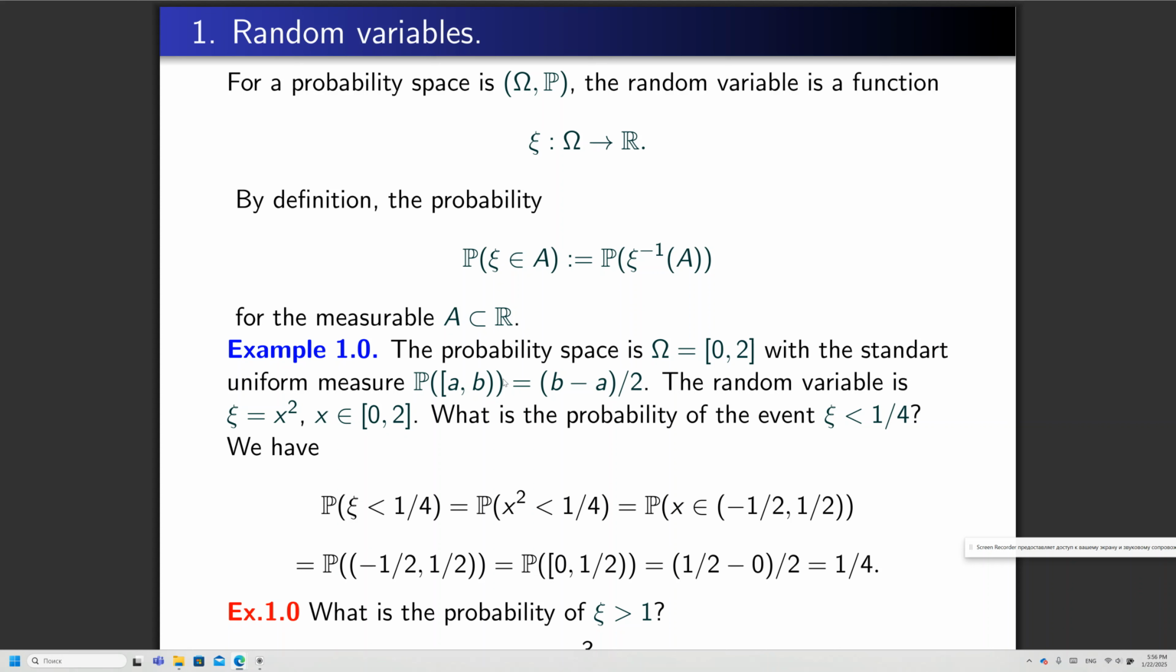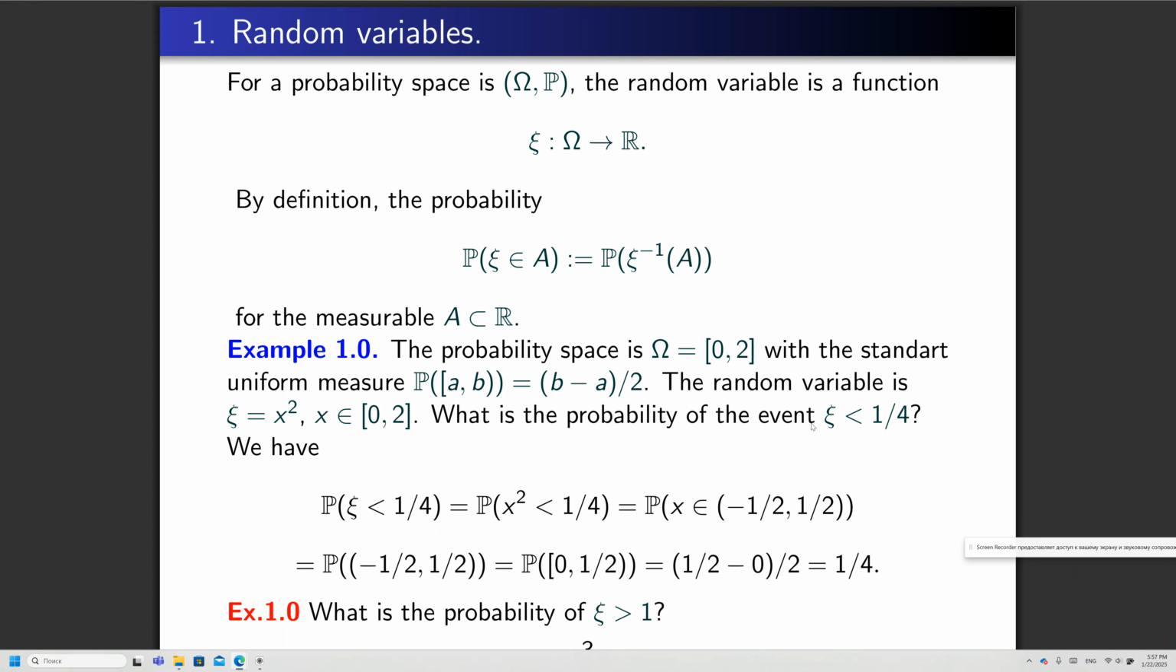The first example. The probability space, again, is the interval from 0 to 2 with the standard uniform measure. Probability of the interval AB is B minus A divided by 2. We need this factor divided by 2 because the total probability should be equal to 1. So this is just the length of the interval divided by 2. The random variable is xi equal to x power 2.